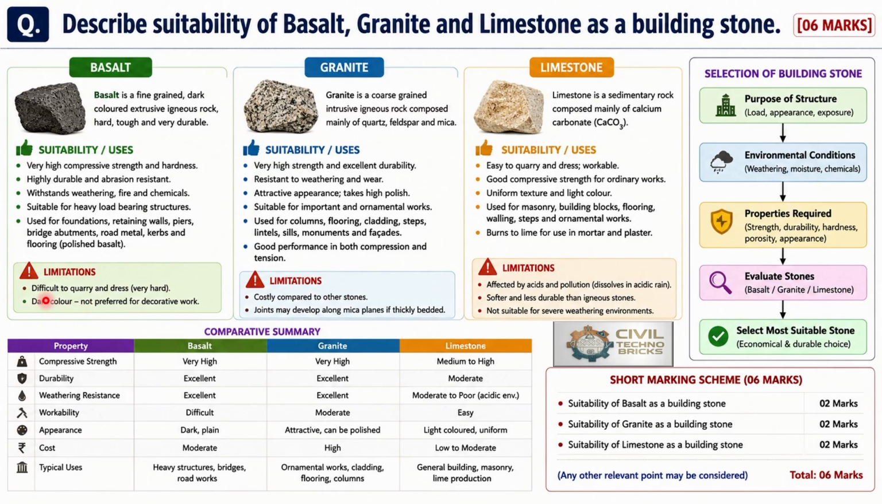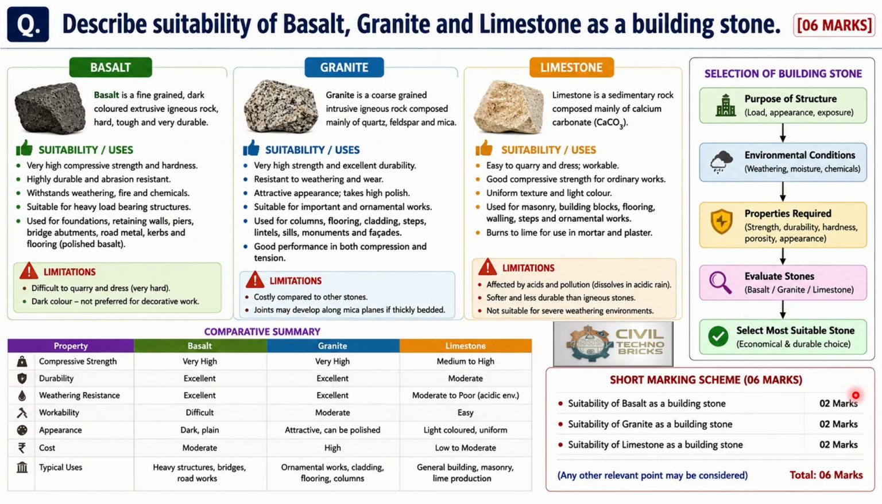Basalt has the limitation that it is difficult to quarry and dress, being very hard. Granite is costly compared to other stones, and limestone is affected by acids and pollution, dissolving in acidic rain. So here the descriptive part is on the basis of property, where we have a comparison of the three types of rocks in summarized way, where compressive strength, durability, weathering resistance, workability, appearance, cost and typical usage are the actual headings used to compare each type of rock with reference to its characteristics, property, utilization and availability or suitability.